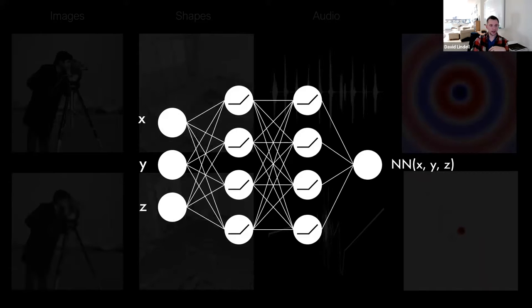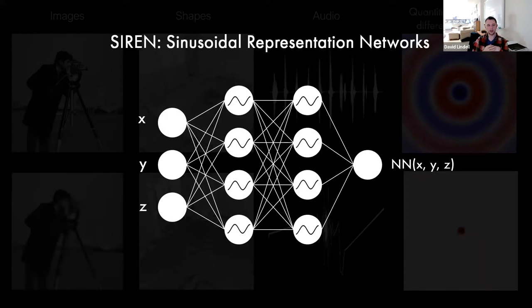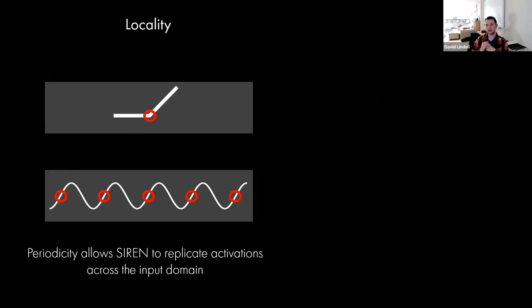And so our insight here is to introduce what we call sinusoidal representation networks, or SIREN. This is a simple multi-layer perceptron network architecture where we replace the ReLU with the periodic sine function as the nonlinearity. And this turns out to work really well. We have a few ideas, some intuition, as to why exactly this works and how this is helpful.